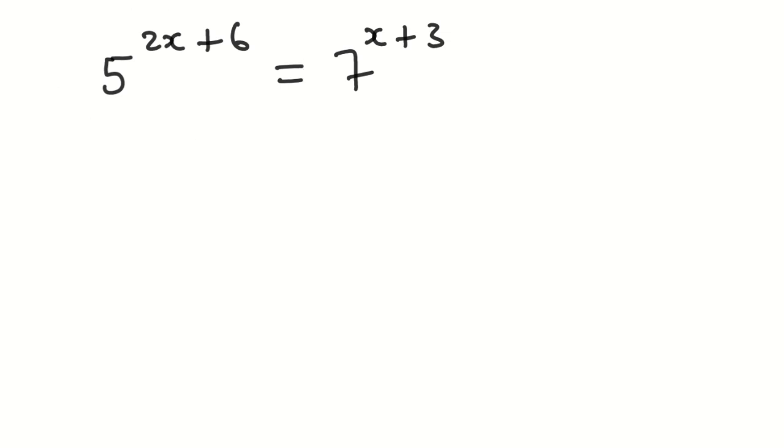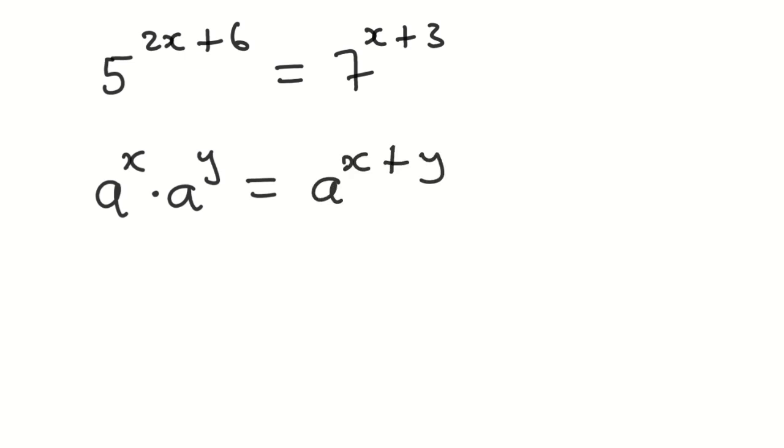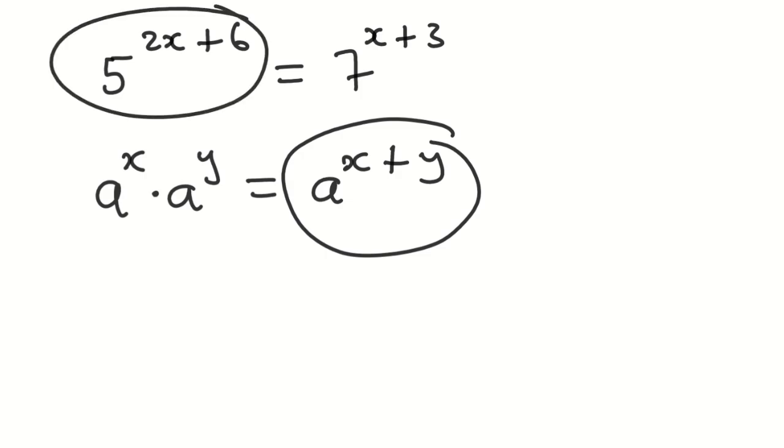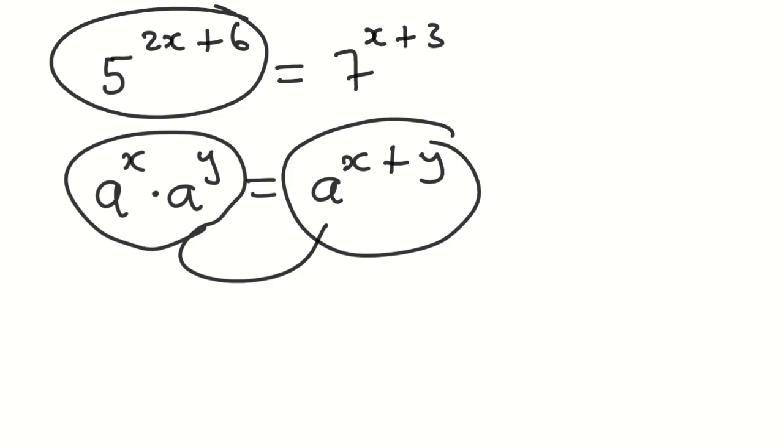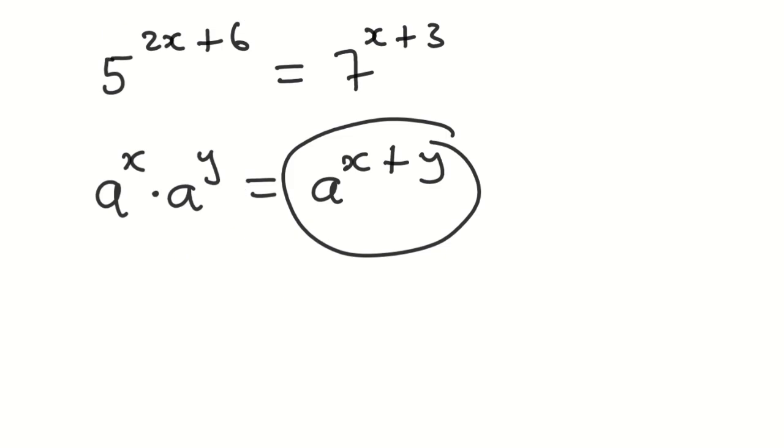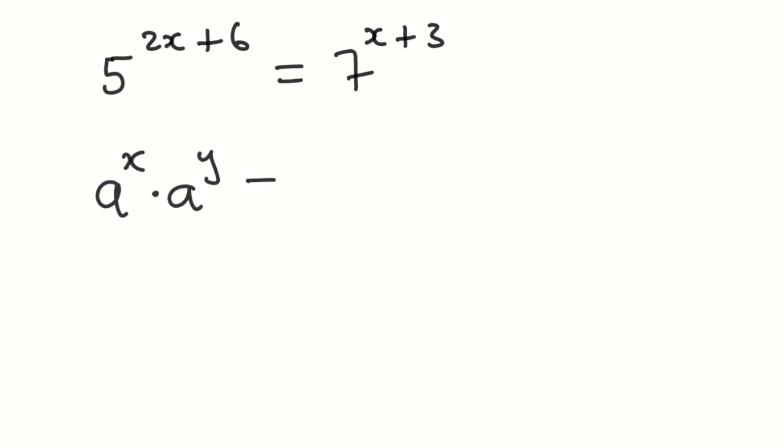From one of the laws of indices, if you have a raised to the power x times a raised to the power y, this can be written as what? A raised to the power x plus y. If you notice closely, you will realize that this and these are of the same form. But what about if I want to transfer it to this form? Of course, I can do that. And that's exactly what we're going to be doing right now.